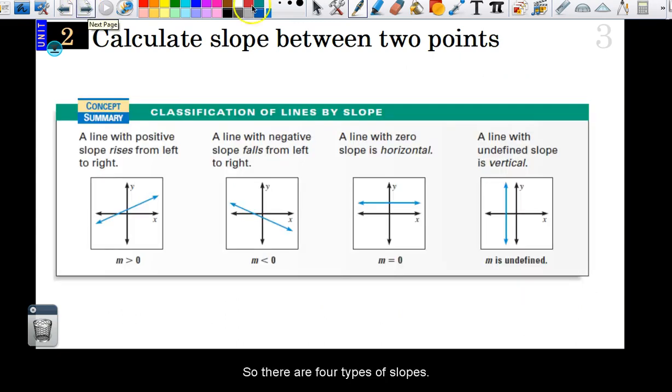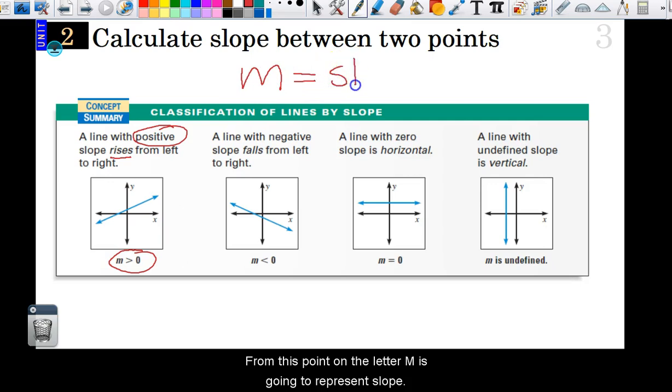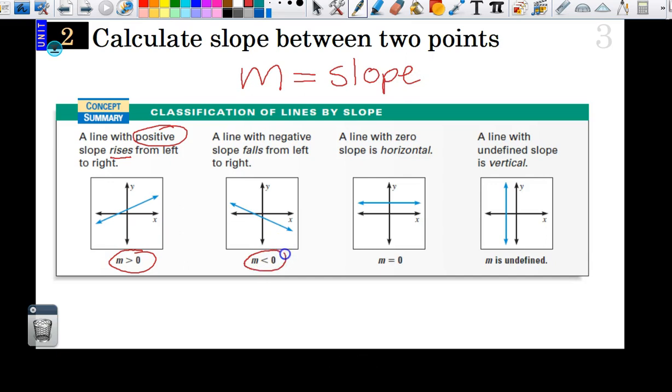So there are 4 types of slopes. We have a positive slope where I rise from left to right, and you can see that it's like I'm going uphill as I go left to right. That means the slope is positive. Now, from this point on, the letter M is going to represent slope. That's important. When you see the letter M, that represents slope.